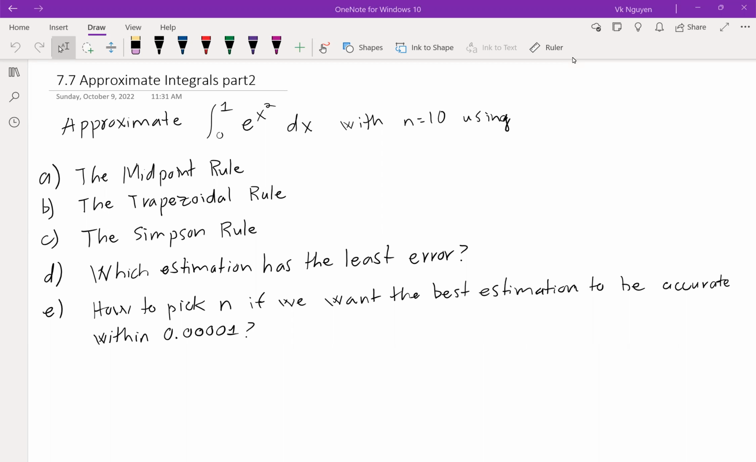We're going to do a huge example. Approximate the integral from 0 to 1 of e to the x squared dx with n equal 10 using A, the midpoint rule, B, the trapezoidal rule, C, the Simpson rule, D, which estimation has the least error, E, how to pick n if we want the best estimation to be accurate within 0.001. It's a pretty small error.